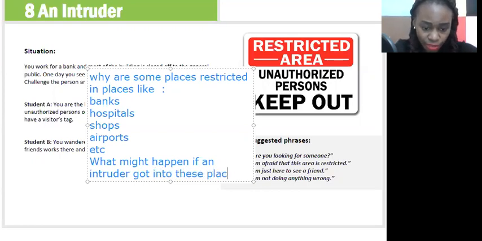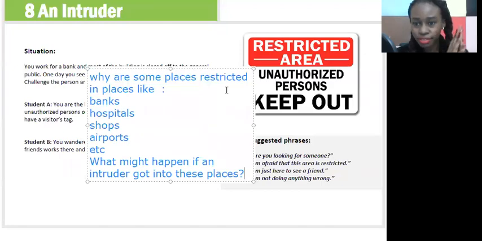So niye bazı yerleri böyle bir izinsiz insanlar girmemesi? Niye öyle diyorlar? Mesela bankalarda, hastanelerde, dükkanlarda, havalimanlarda ve benzeri. Niye öyle diyorlar? Ve ne olabilir? What might happen? Ne olabilir? Bir tanımadığı kişi o yerlere girse. We are going to use if clauses again to answer this question, the last question, and other reasons.